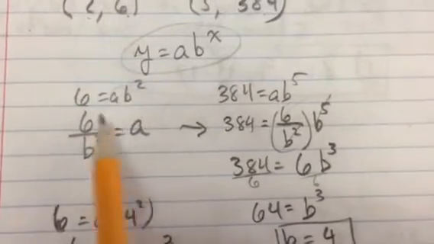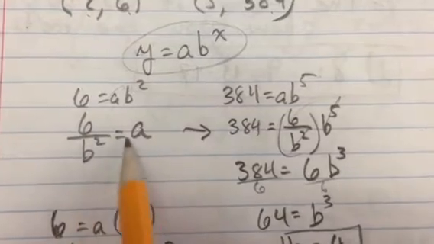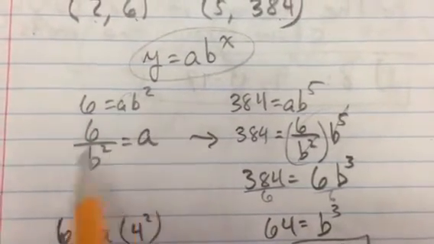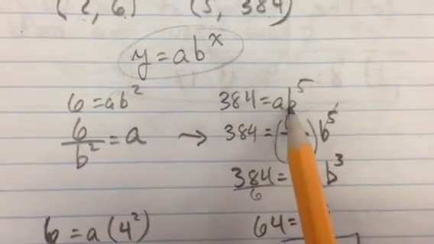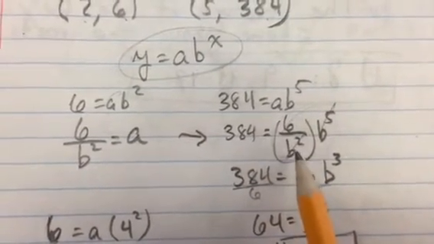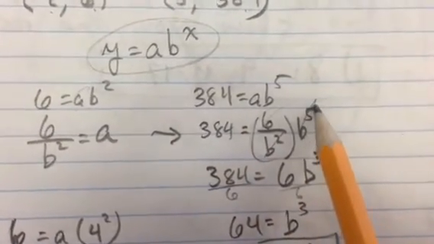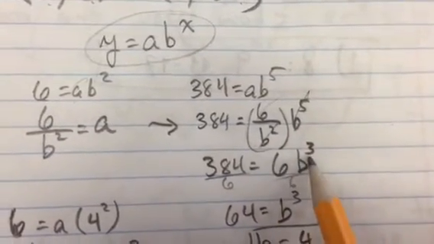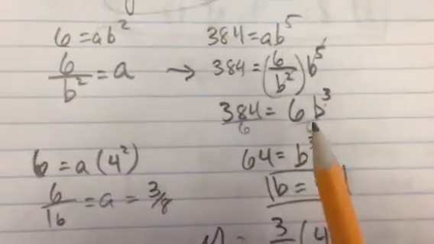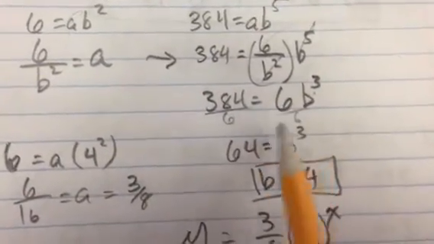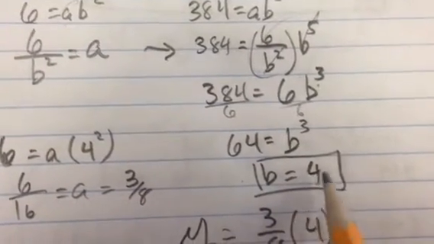My recommendation is that you take the one with the smaller exponent and solve it for a. So I got 6 over b squared, just by dividing both sides of that equation by b squared. 6 over b squared equals a. Now I can replace a over here with this 6 over b squared. So I've got 384 equals 6 over b squared times b to the 5th. Well, b to the 5th over b squared is b to the 3rd. So that fraction simplifies down to a pretty nice little equation here. Once I divide both sides by 6, that's 64 equals b to the 3rd. Therefore, b equals 4. So I figured out what b is.